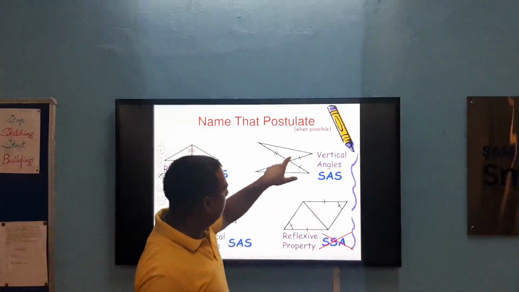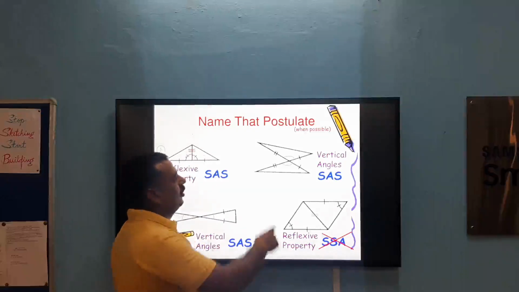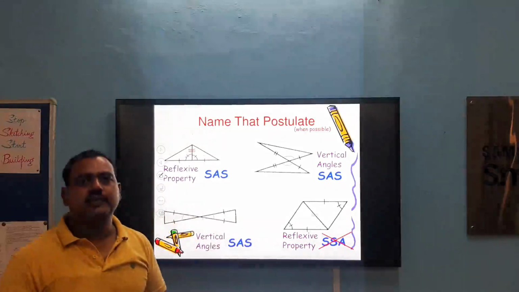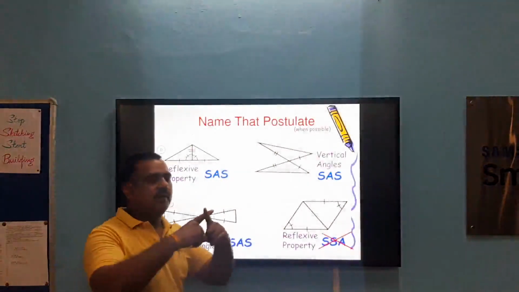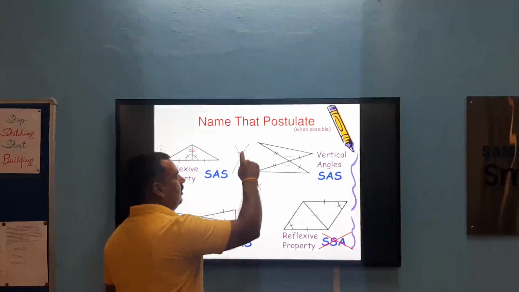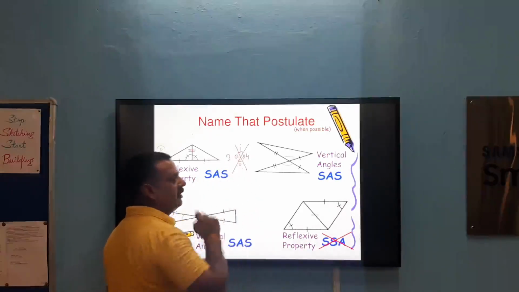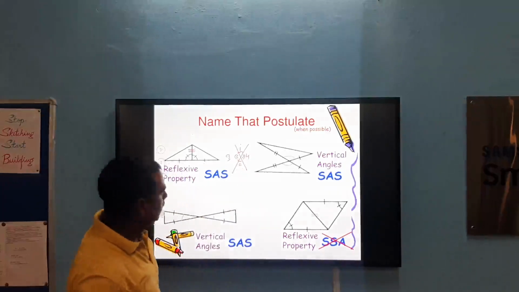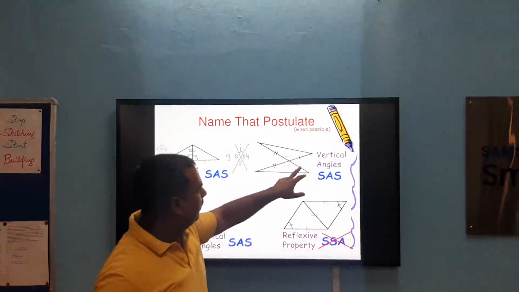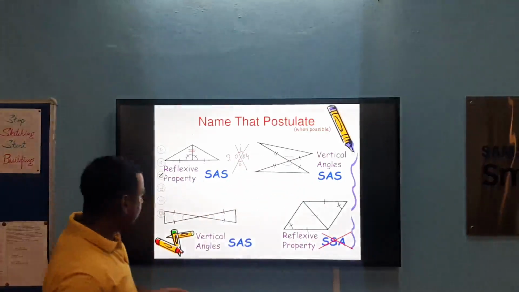In this diagram, we take these angles as vertically opposite angles. So we all know that vertically opposite angles are equal. If any two line segments or two lines intersect each other, then the pair of opposite angles is known as vertically opposite angles. And angle 3 is equal to angle 4, angle 1 is equal to angle 2. So here two sides are equal and the included angle is also equal, so the criteria is SAS.